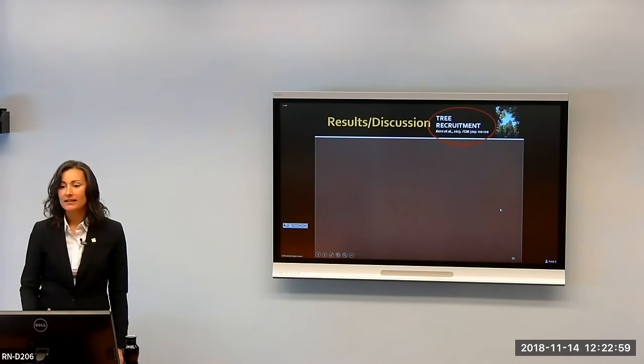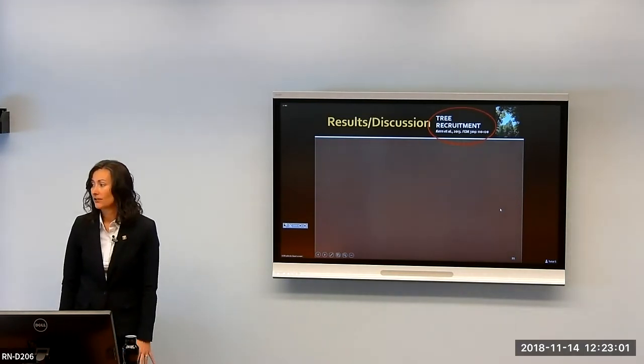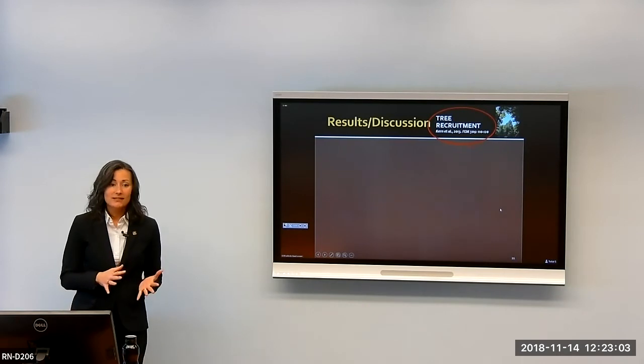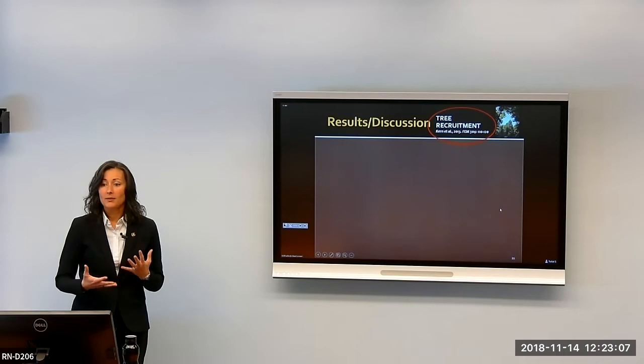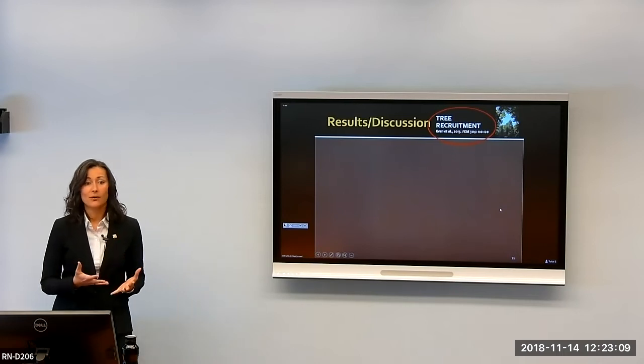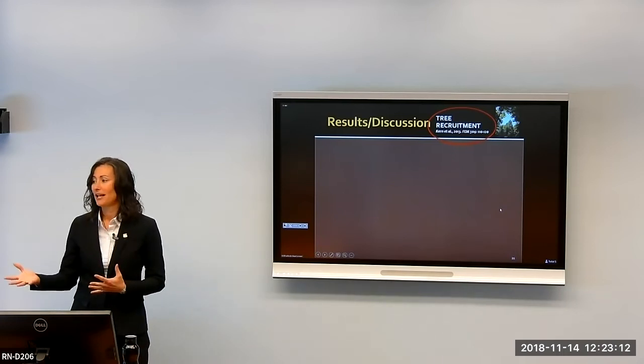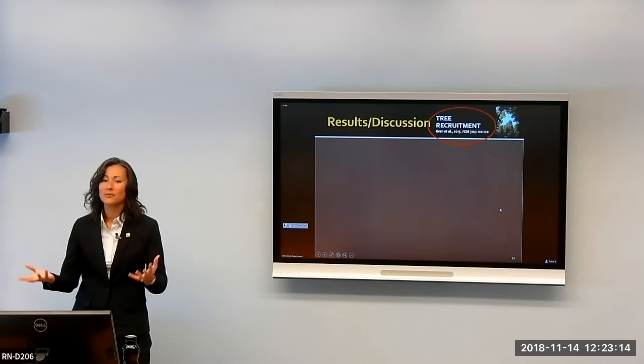So we'll look at some of the results for tree recruitment first. In these forests, natural regeneration is what we expect. This is why people like managing this forest type, because they don't have to pay to plant trees to get another forest to come. It comes naturally.